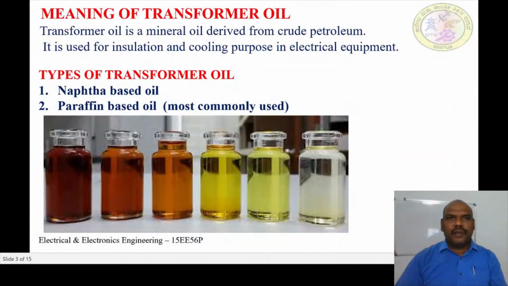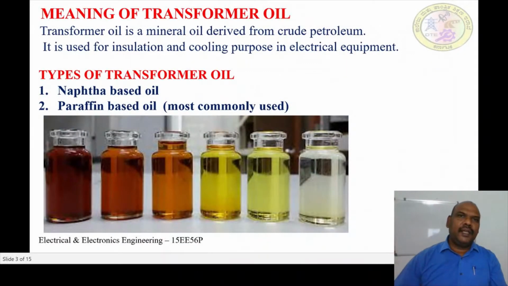Types of transformer oil. Basically, there are two types, that is naphtha based oil and another one is paraffin based oil. So each type of this oil has its own electrical, physical and chemical properties. It is said that paraffin based oil is most commonly used because of its availability in large quantity.